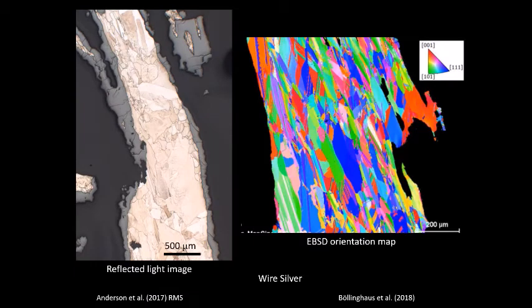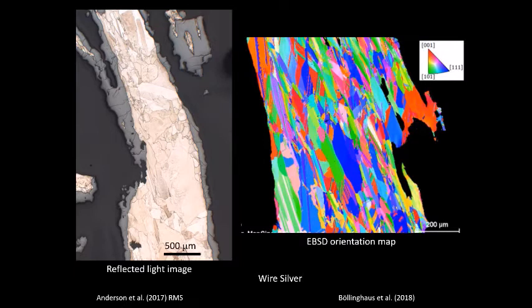Now, this was observed also in the interior. On the left is a reflected light image of a natural wire silver that has been cut and polished, and you can see all the grain boundaries in here. And on the right is a type of diffraction imaging called electron backscattered diffraction. And this is an orientation map where essentially each color represents one of the grains within the wire silver. This is a natural specimen as well.